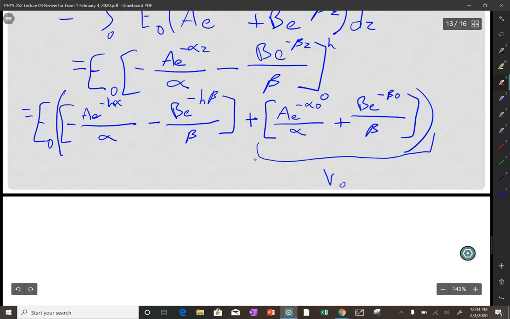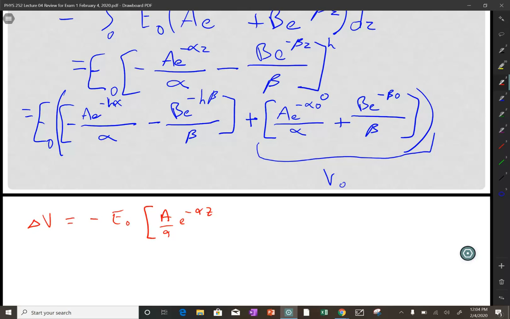So we have delta V is equal to minus E0 times A over alpha e to the minus alpha z, and I'm rewriting z now because h was whatever elevation is and z was our elevation. We just didn't have z because that was the variable of integration. Plus B over beta e to the negative beta z plus V sub 0. Okay, so there we have it.